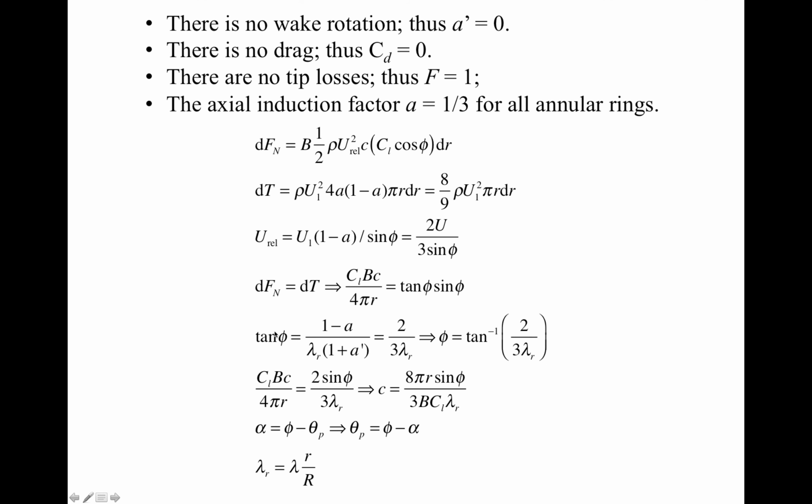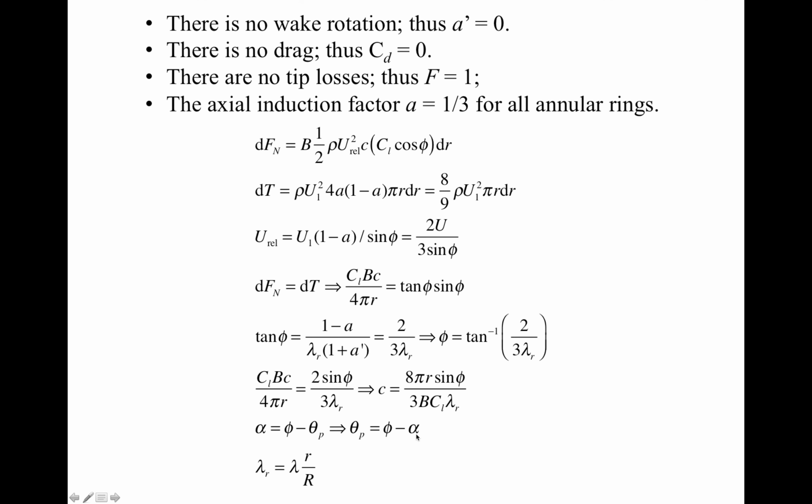So we can bring this expression for tangent phi into this expression, just replacing tangent phi with 2 divided by 3 lambda r. Then we can solve for c, the chord length. So the chord length equals this whole thing. And then how do we get the twist angle? Alpha, the angle of attack, equals phi minus theta p. So theta p equals phi minus alpha.